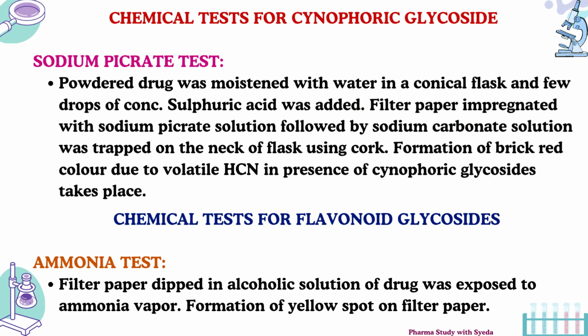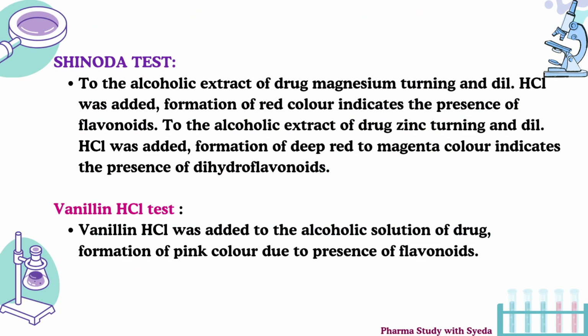Chemical tests for flavonoid glycosides. Ammonia test. Filter paper dipped in alcoholic solution of drug was exposed to ammonia vapor. Formation of yellow spot on filter paper. Shinoda test. To the alcoholic extract of drug, magnesium turnings in dilute HCl was added. Formation of red color indicates the presence of flavonoids.